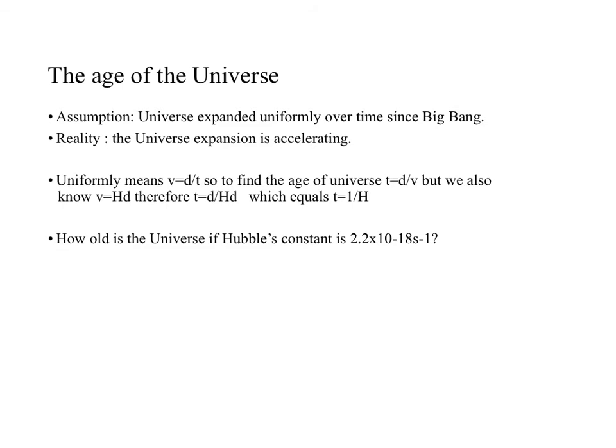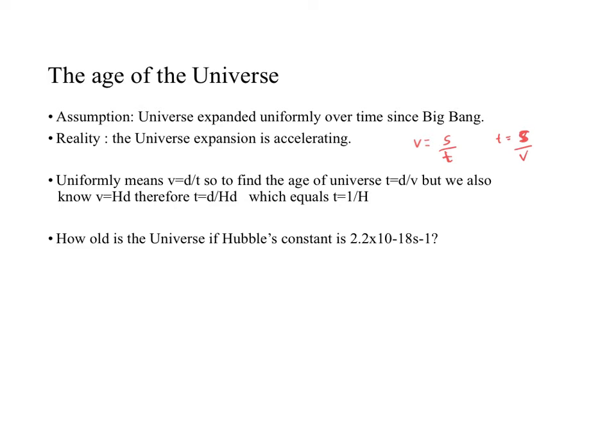We can also estimate the age of the universe by assuming that the universe expanded uniformly over time since the Big Bang. Even though we know that it's not expanding uniformly, and the reality is that the expansion is accelerating, we will still just assume that it's uniformly expanding. We can use the equation speed is equal to distance over time to calculate the age of the universe. So the age of the universe will be the distance divided by the speed.